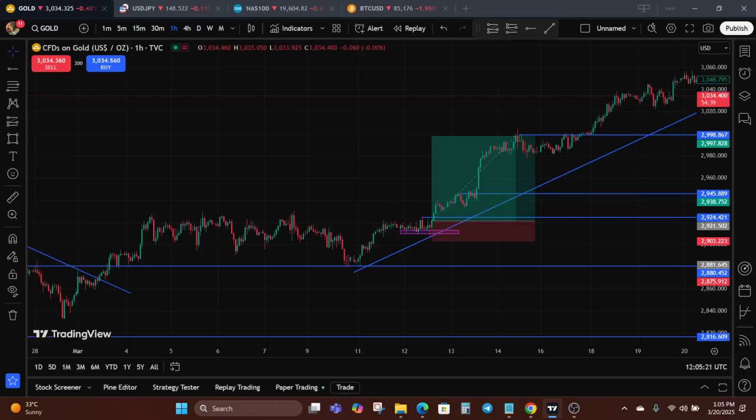Now you understand how smart money moves the market, how liquidity plays a role, and how to use order blocks for high probability trades.